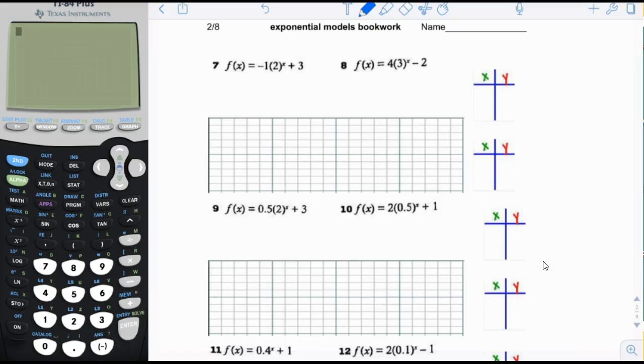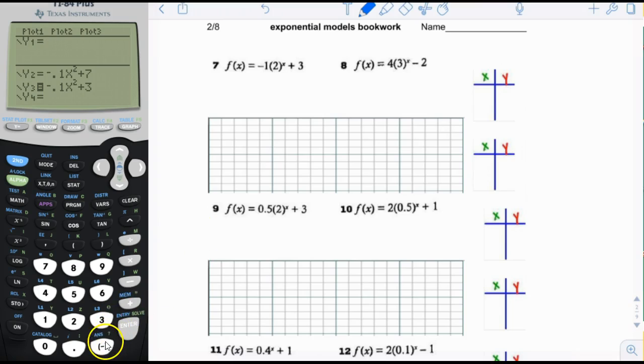Here we are on page 2 of exponential models. Just a few graphs to do here, nothing too different than the last page. Remember, all you need to do is type the equation correctly into your calculator, into the y equals screen, and the rest of it is easy.